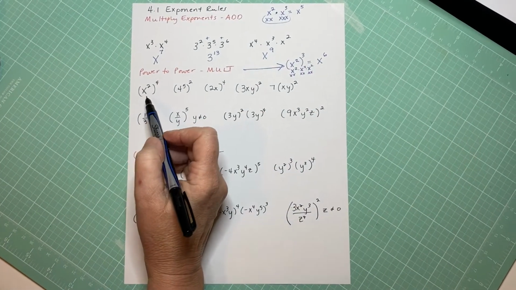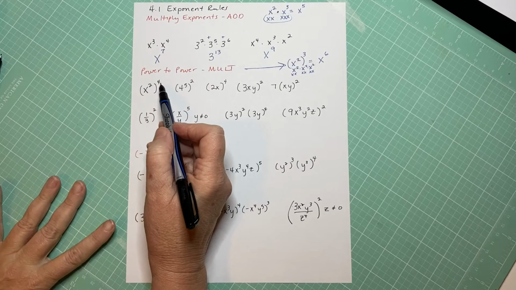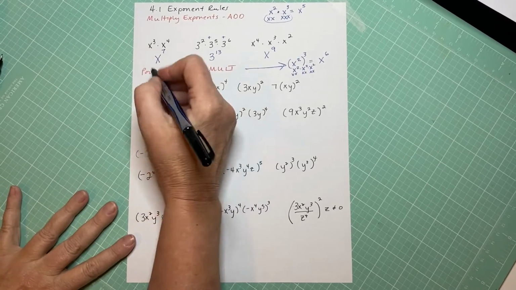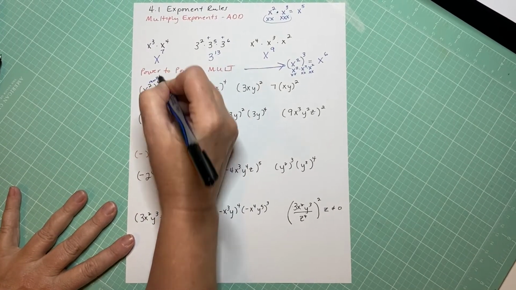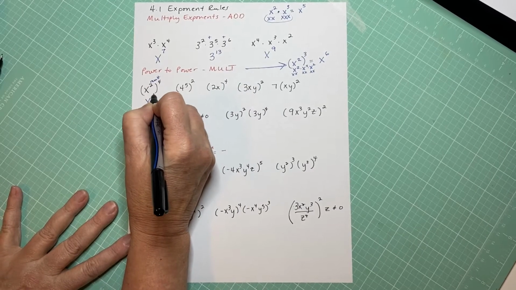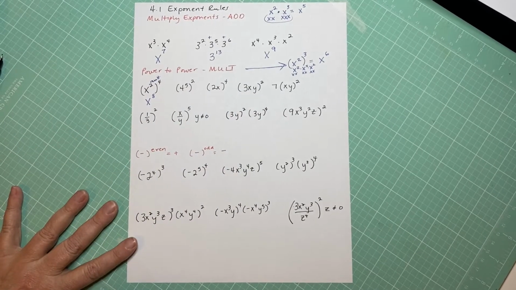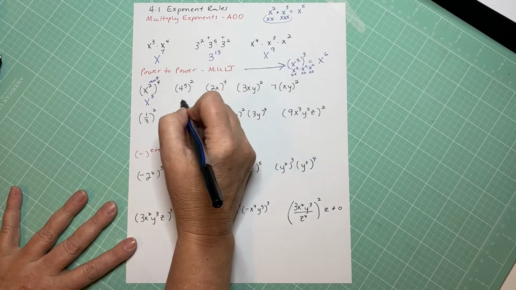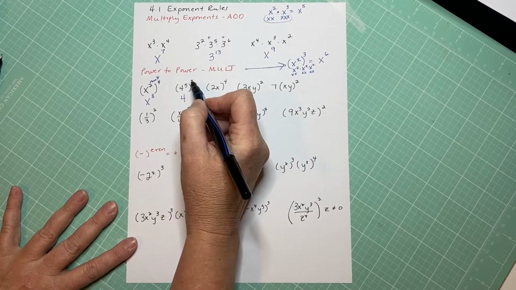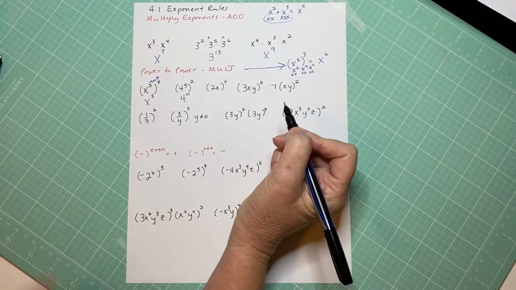So here's some examples of that. This is x to the second to the fourth power. It's a power to a power, so we're going to multiply those and say x to the 2 times 4 is 8. This one, it's the base of 4 to the 5 times 2 is 10.